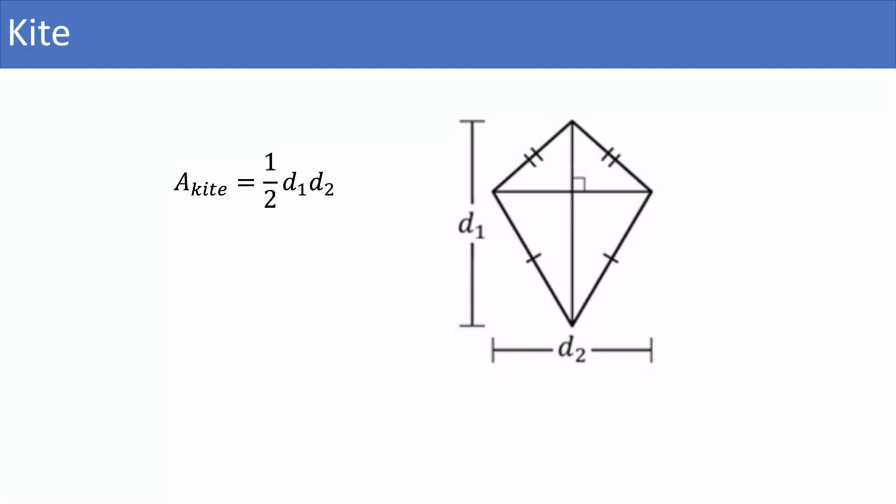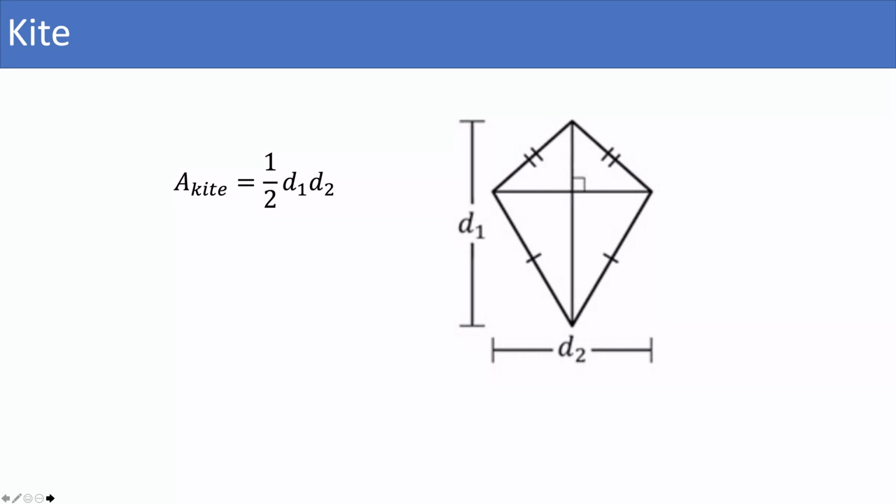And the formula for this one is diagonal 1 times diagonal 2. And so it's the whole length of each of the diagonals. Now, it doesn't matter which one's which. You could say this is diagonal 1 if you wanted to, or this is diagonal 2. It does not matter because they're multiplied together.